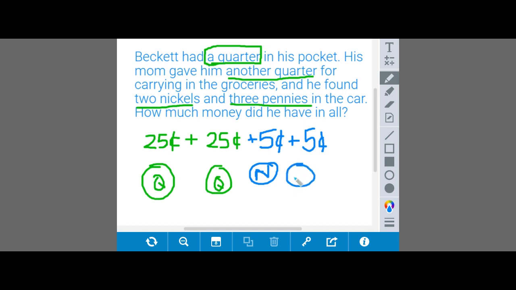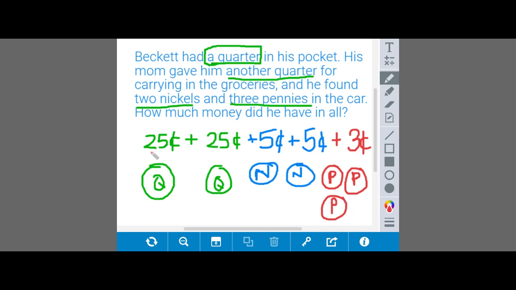All right, well, Beckett was very lucky when he went in that car because he also found three pennies. So I'll change to red for pennies. And let's record that group of three pennies as just a group of three, 3 cents, right? Each penny is worth 1 cent, so I can make three circles down here with the letter P for pennies to represent that it was actually three individual pennies, each worth 1 cent, that allowed him to get to that total of 3 cents.